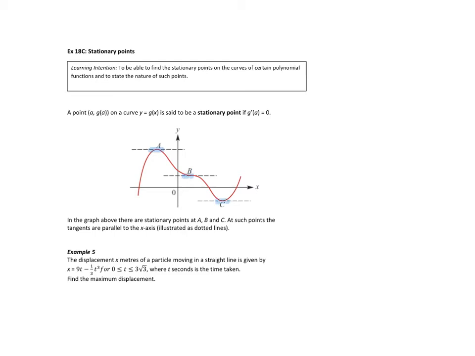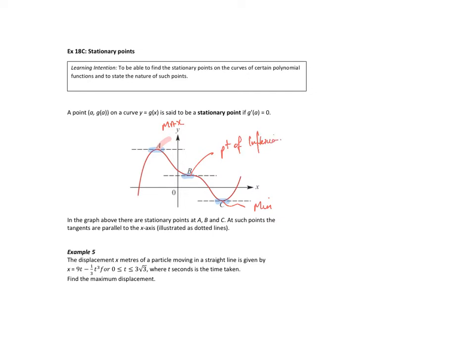Okay, so I guess there's three types of stationary points. We've got this one here, which gives us a maximum value. This one here, which gives us a minimum value. And this one here, our point of inflection. Okay, so that's like our cubic graph.